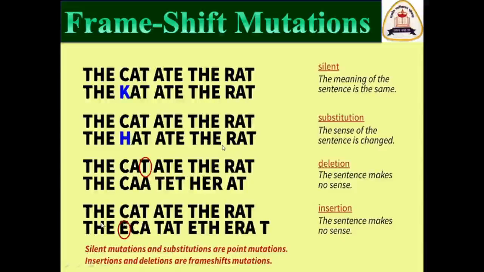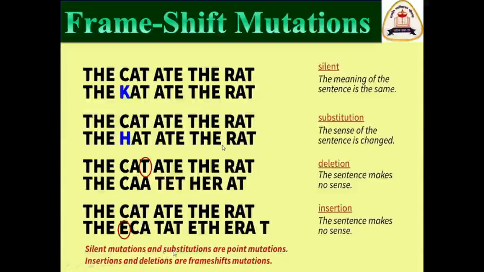Again, "the cat ate the rat", and here one E is added, inserted as an extra. Then what is the reading? "The cat at the rate", "the eca tat eth erat". What does it mean? No sense. Hence, the reading from the change onward has been changed. This is the frame shift mutation.